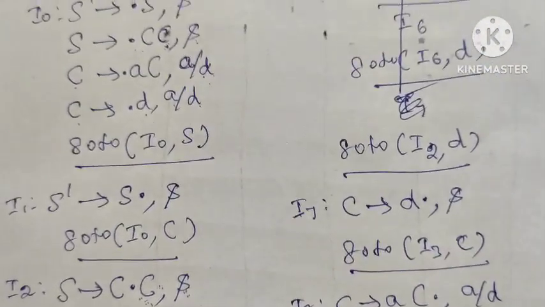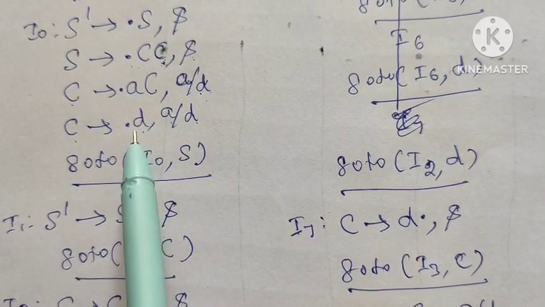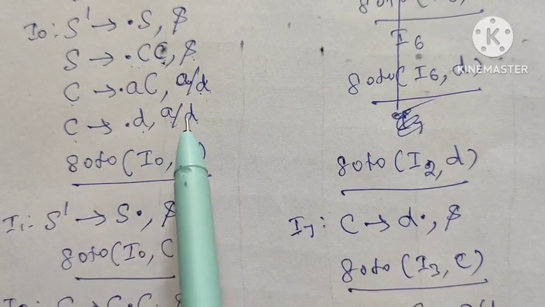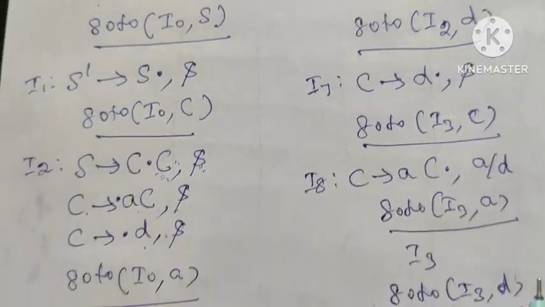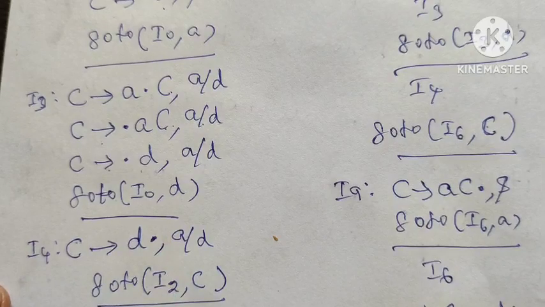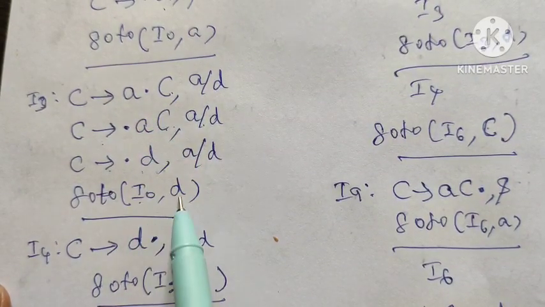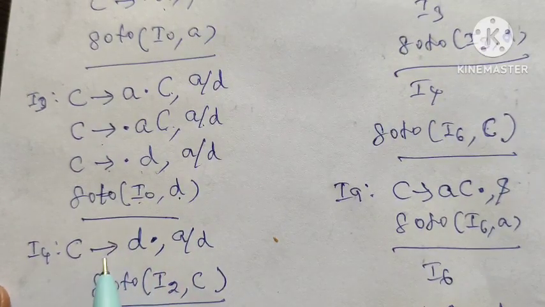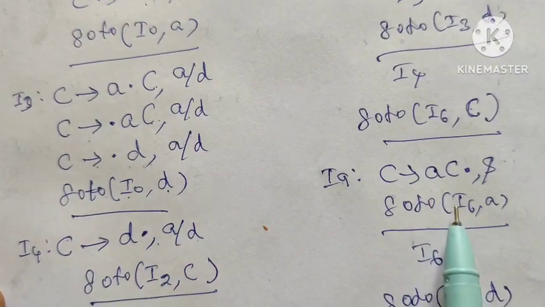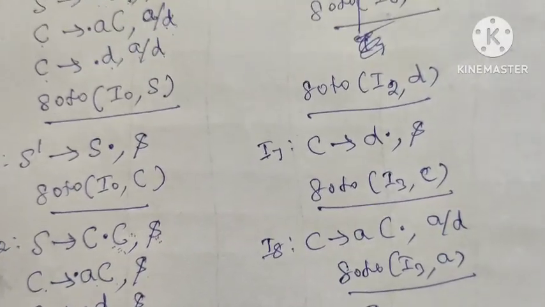Now we will come for item set 0 and process this D. Dot is before D. When you process this, it will become C tends to D dot, A bar D. Okay, go to of I0 comma D is actually giving me the value C tends to D dot, A bar D, and name this as item set 4. Okay. Now item 0 has been completely processed.